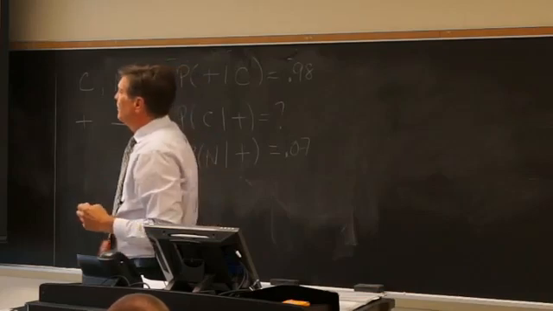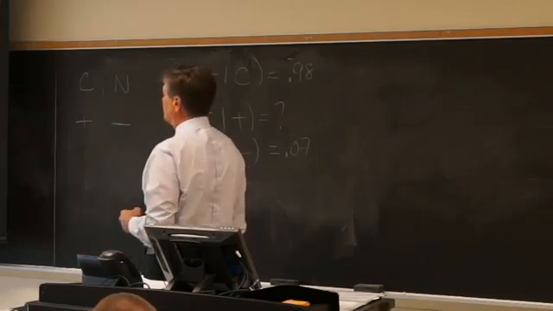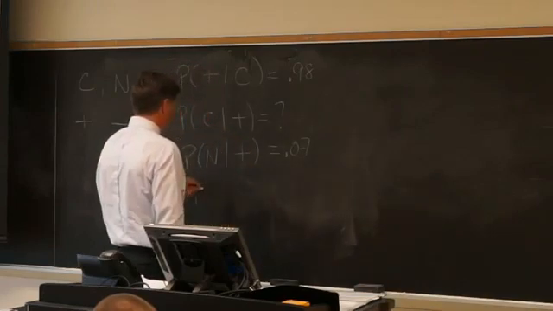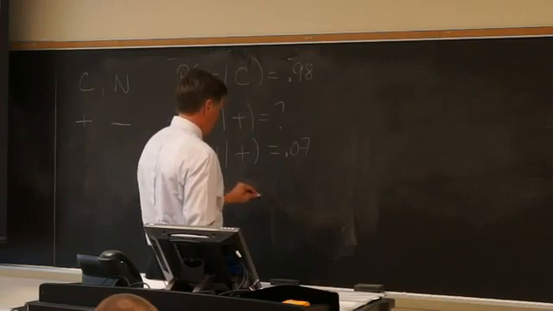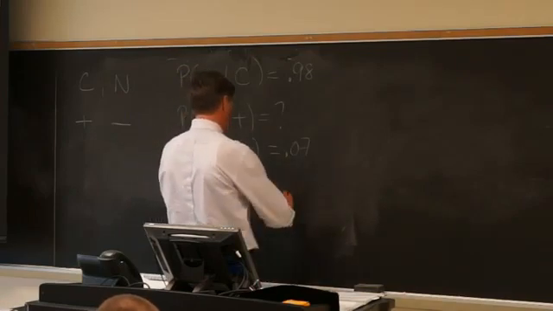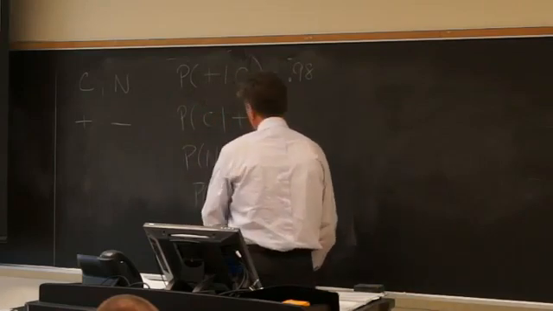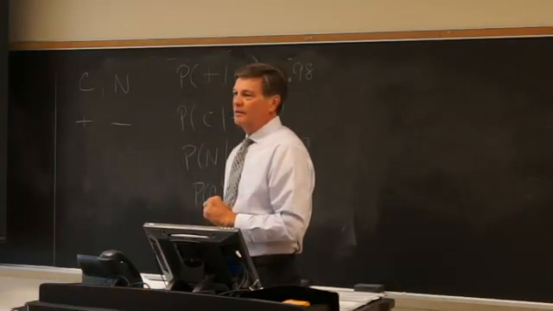And the last thing we know, the probability of getting this cancer in the general population is about 1 in 10,000. So that's probably P(C) equals 0.0001, one in 10,000. All right.